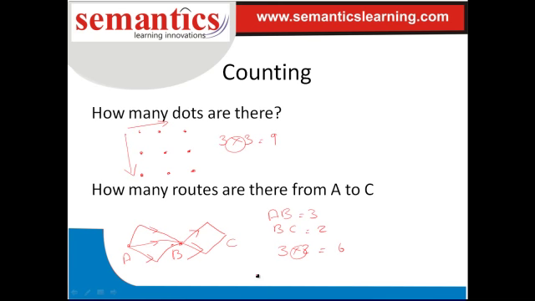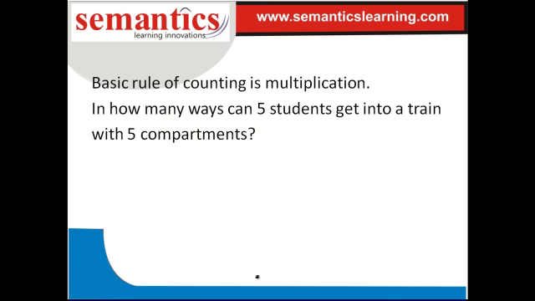Okay, now let's take another sum. The basic rule of counting is multiplication, and here is an illustration. In how many ways can 5 students get into a train with 5 compartments? Take a minute, pause this video, and try to solve this. Okay, let's start counting. Step 1. Whenever you see sums like this, always focus on the picking of the objects. The other alternative is placing them. You must always focus on the picking of the objects, because that's how you do these sums.